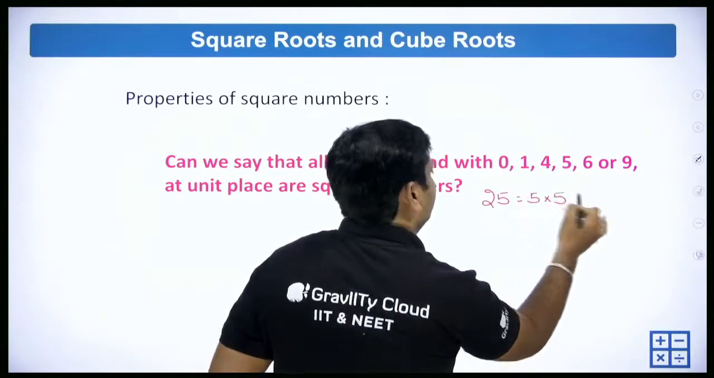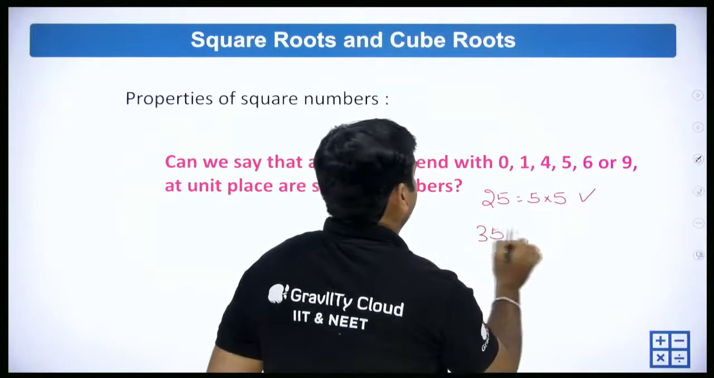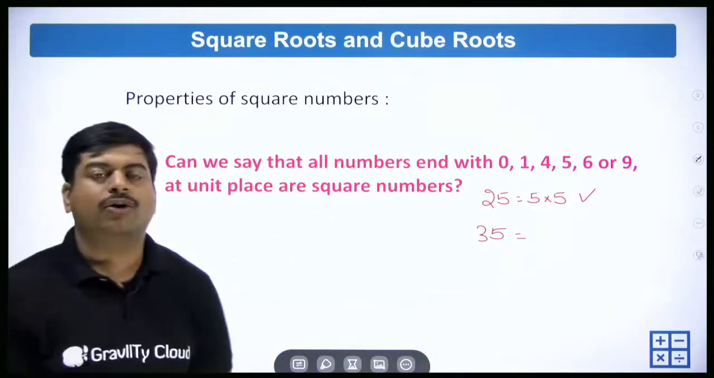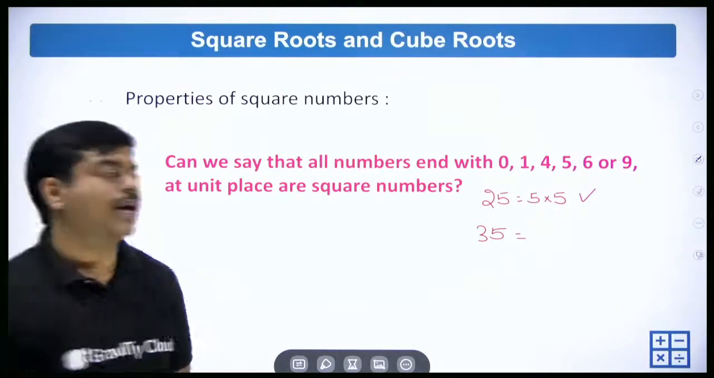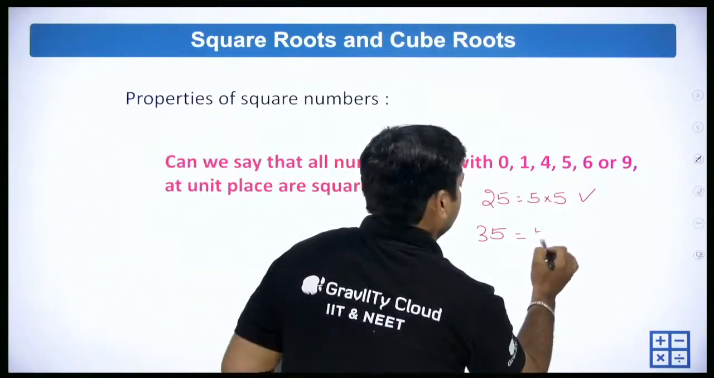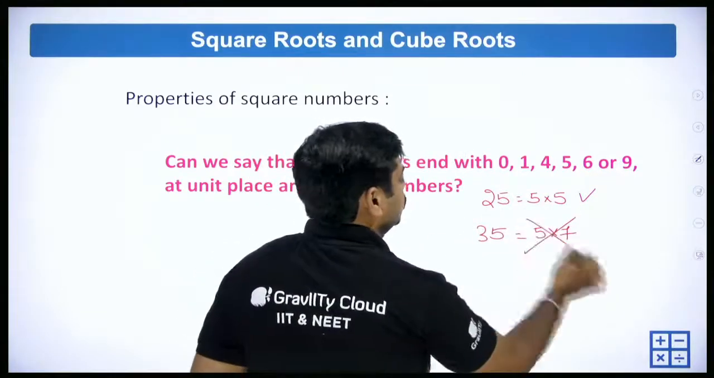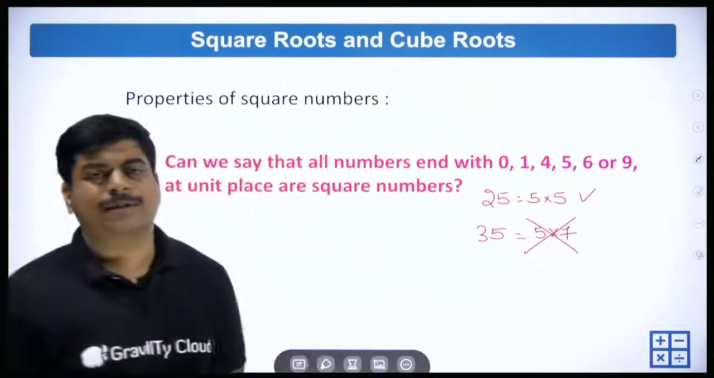So yes, it is a perfect square. But what about 35? 35, we cannot express that as the square of a number. Not 5 into 5, not 6 into 6, not 7 into 7, whatever number, you cannot do that. At most, you can express that as 5 into 7, but these two are not the same numbers, so no, we cannot. So what is the answer?